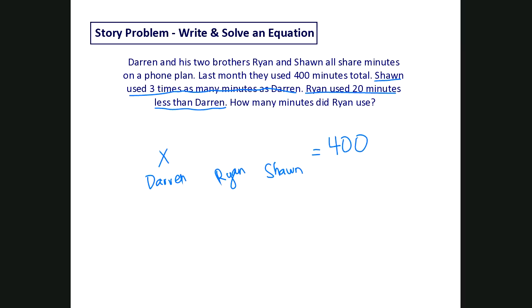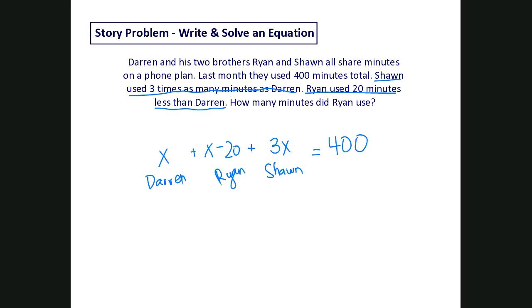Let's move on to Ryan. It says Ryan used 20 minutes less than Darren. Okay, so we take however many minutes, oh, by the way, we're adding all these things together. So we're going to take however many minutes Darren used and subtract 20. And that's how many Ryan used, because he used 20 minutes less than Darren did. And then finally Sean, to this we'll add how many Sean used. Sean used 3 times as many minutes as Darren. So 3 times Darren's.